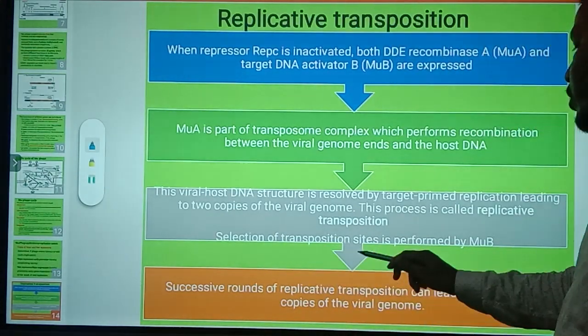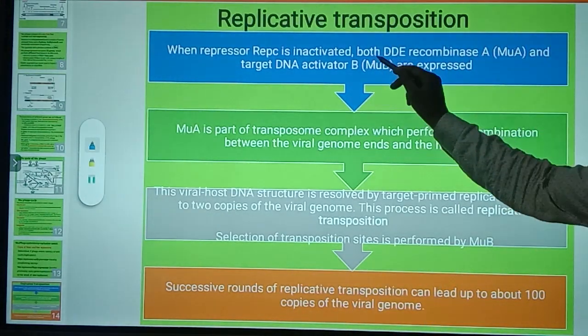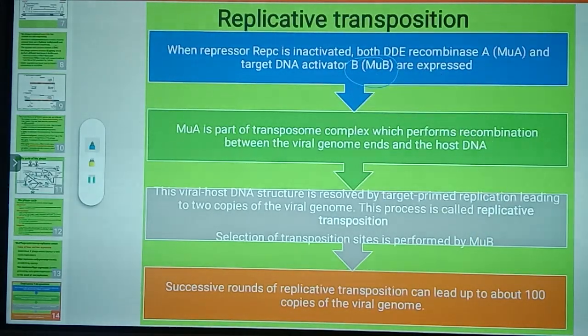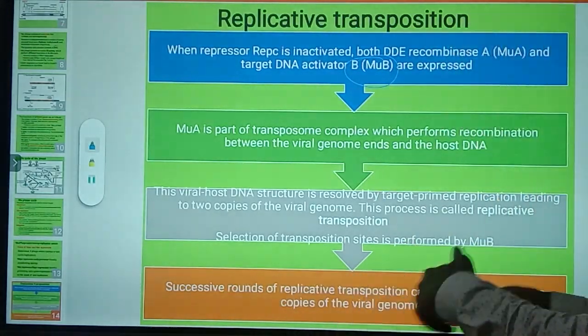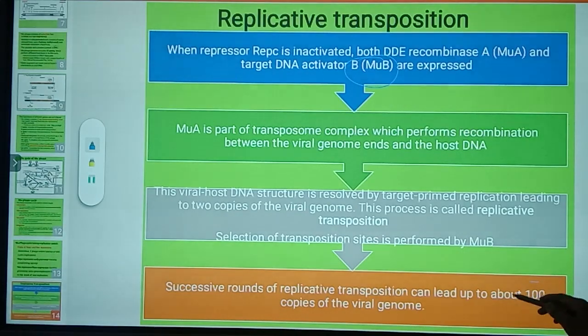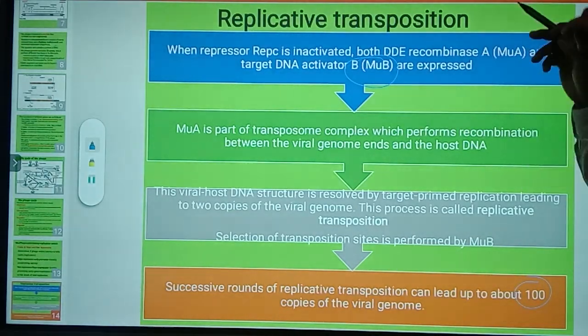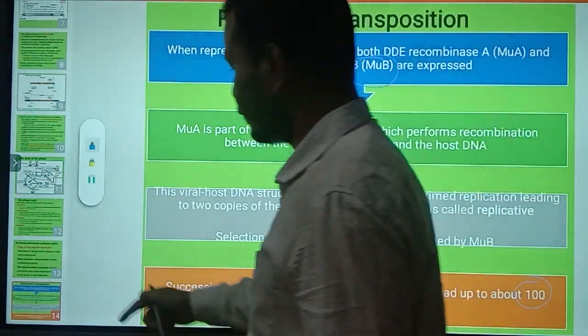Selection of the transposition site is performed by this gene, MuB, right? Successive rounds of replicative transposition can lead to hundreds of copies of the viral genome. This is how they are making their own copies inside the host bacterial cell, right?